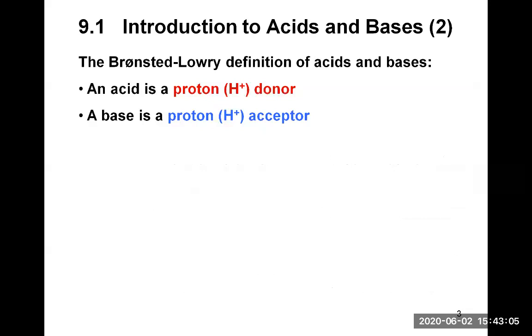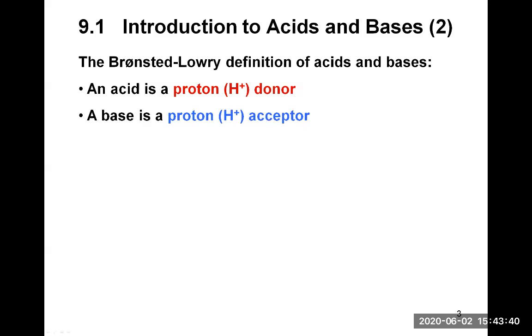So the Bronsted-Lowry definition of acids and bases. Bronsted and Lowry are two scientists, a Danish and an English scientist, that at the same time came up with this theory for acids and bases. And so that's why the definition bears both names. They came up with this definition for acids: an acid is a proton donor, and a proton is an H+. And a base is a proton acceptor.